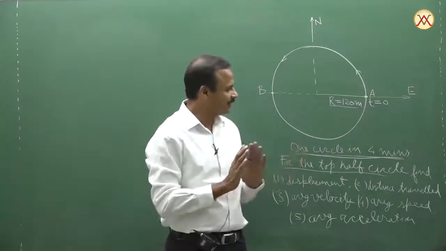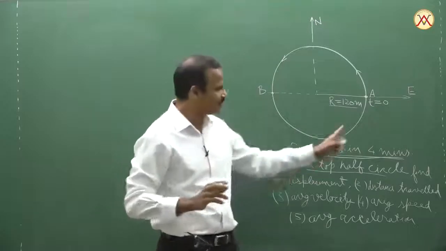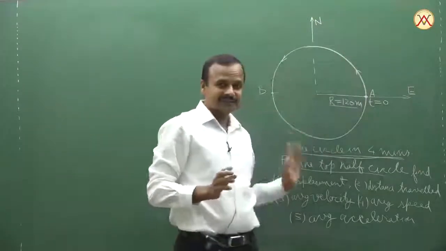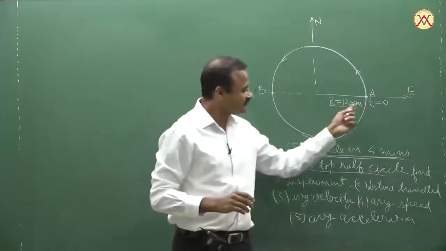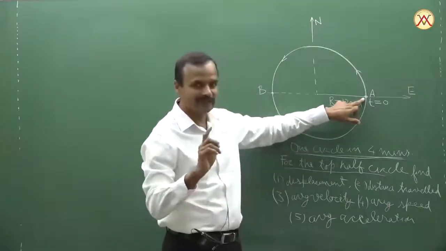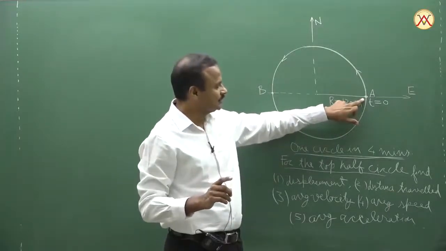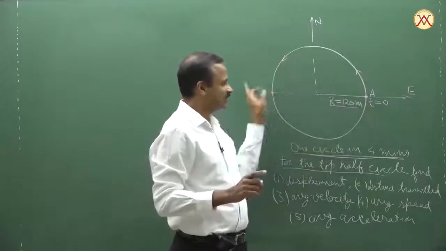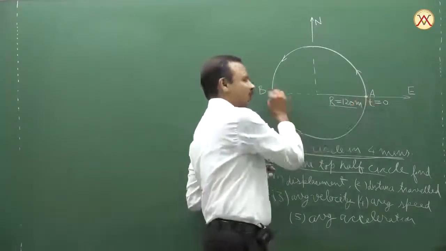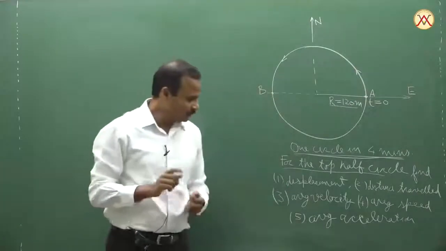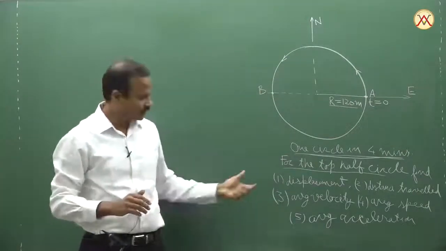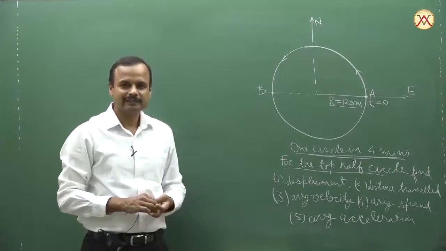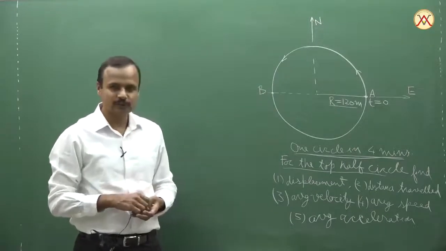He is moving at a constant speed. Of course, velocity is not constant because the direction is continuously changing. So we are taking this as our moment t equal to 0, and we are interested in this part of his journey from here up to here. Okay, you can pause it and attempt all these parts, and then we will see what the solutions are.